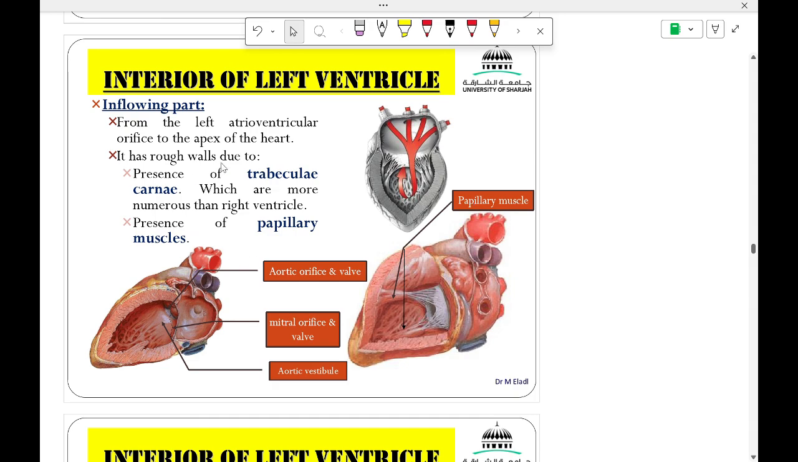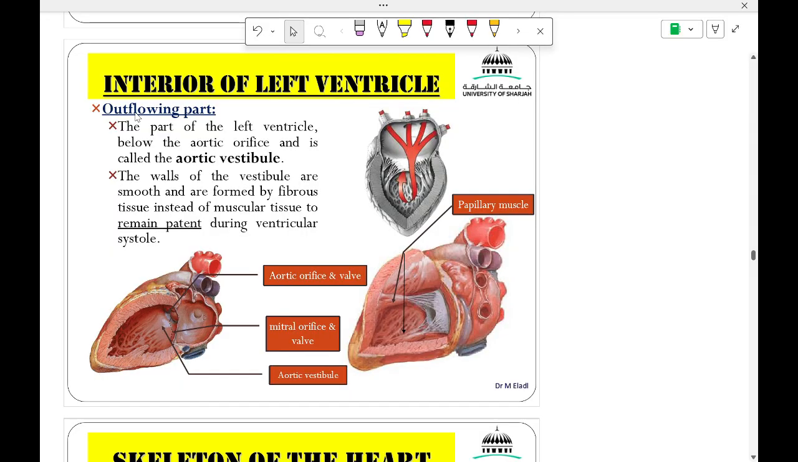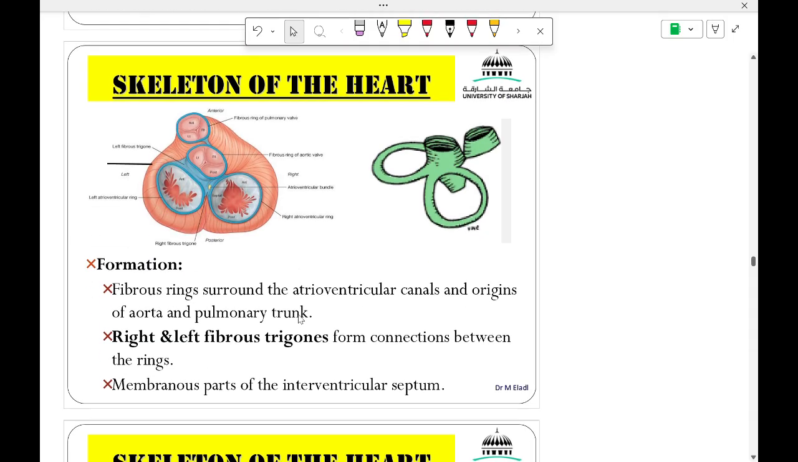Now, why do we have rough walls? Again, due to these structures, okay? Now, the outflowing part, aortic vestibule, why is it smooth? Because it doesn't have the muscles. However, it is going to be encircled by the fibrous tissue. So instead of muscles over here, we will have fibrous tissue. Why do we need the fibrous tissue? Just to make sure that the aorta is going to remain patent, and we need this patency for the flow of the blood during the systole or the ventricular contraction.